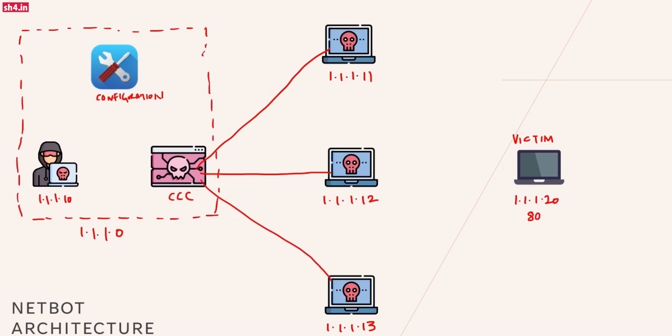They can be of different flavors of OS like Mac OS, Windows, or any flavors of Linux. The CCC keeps checking the configuration component for the instructions. The bots connected to the CCC keep checking for any new instructions.